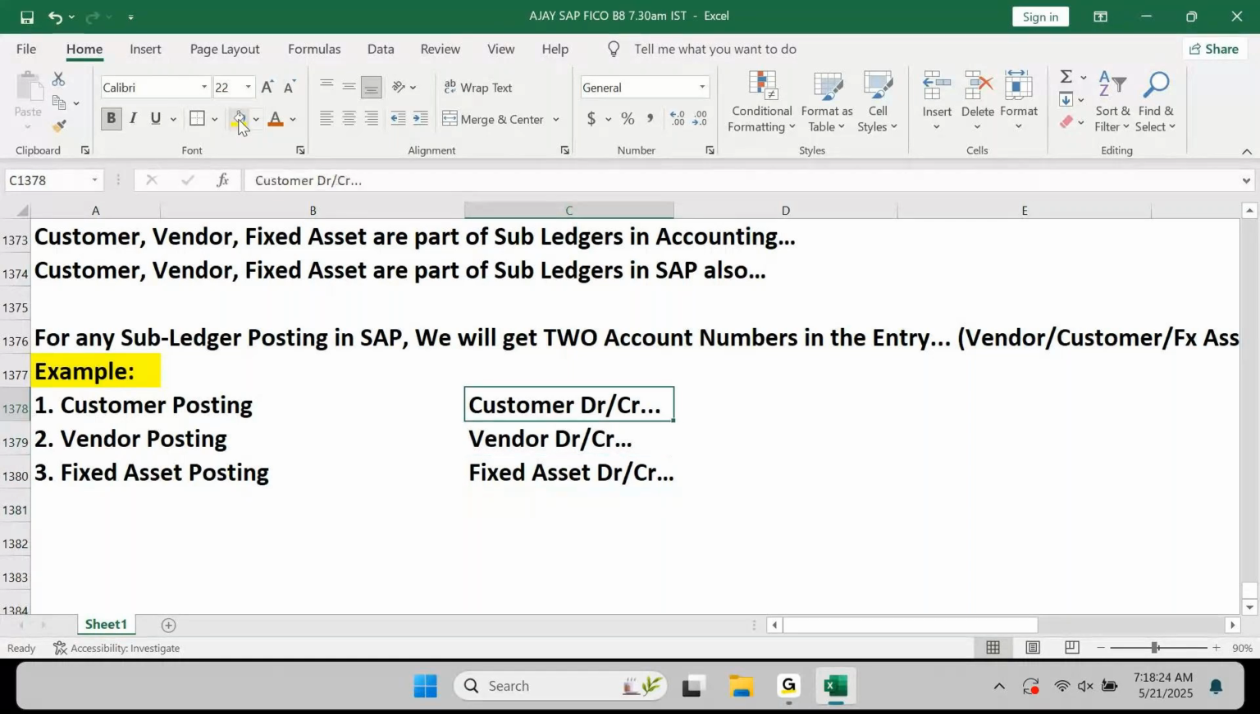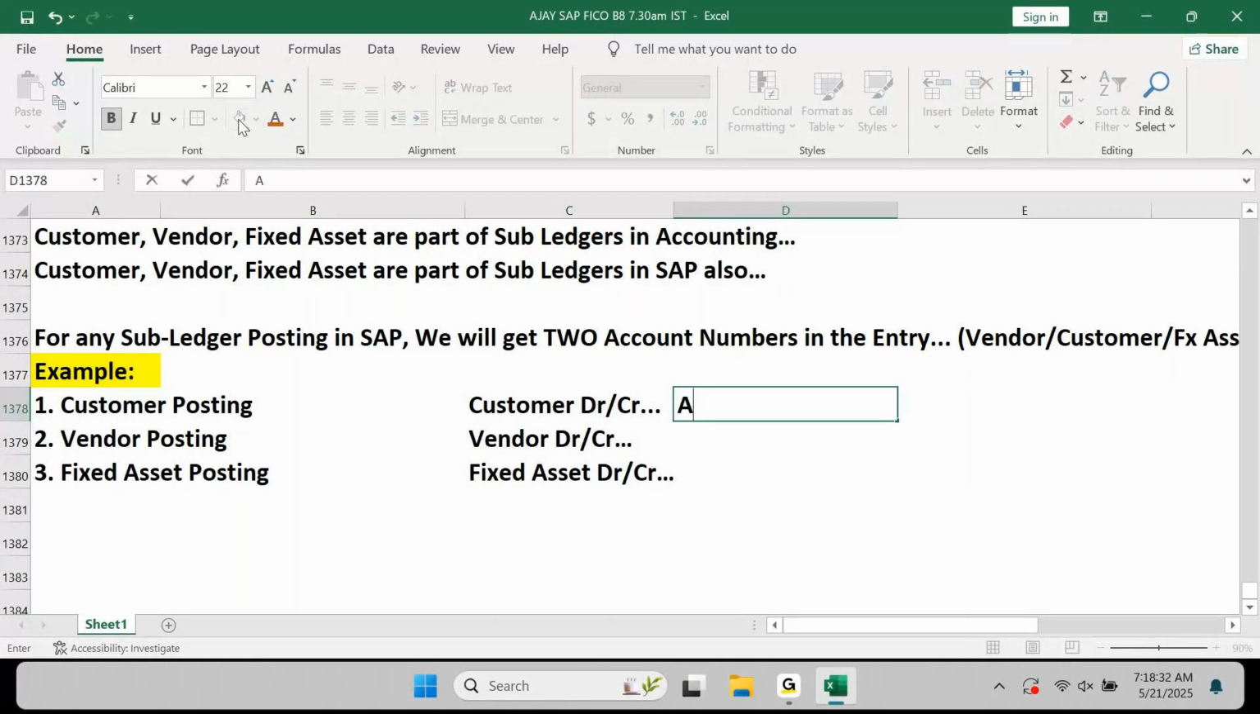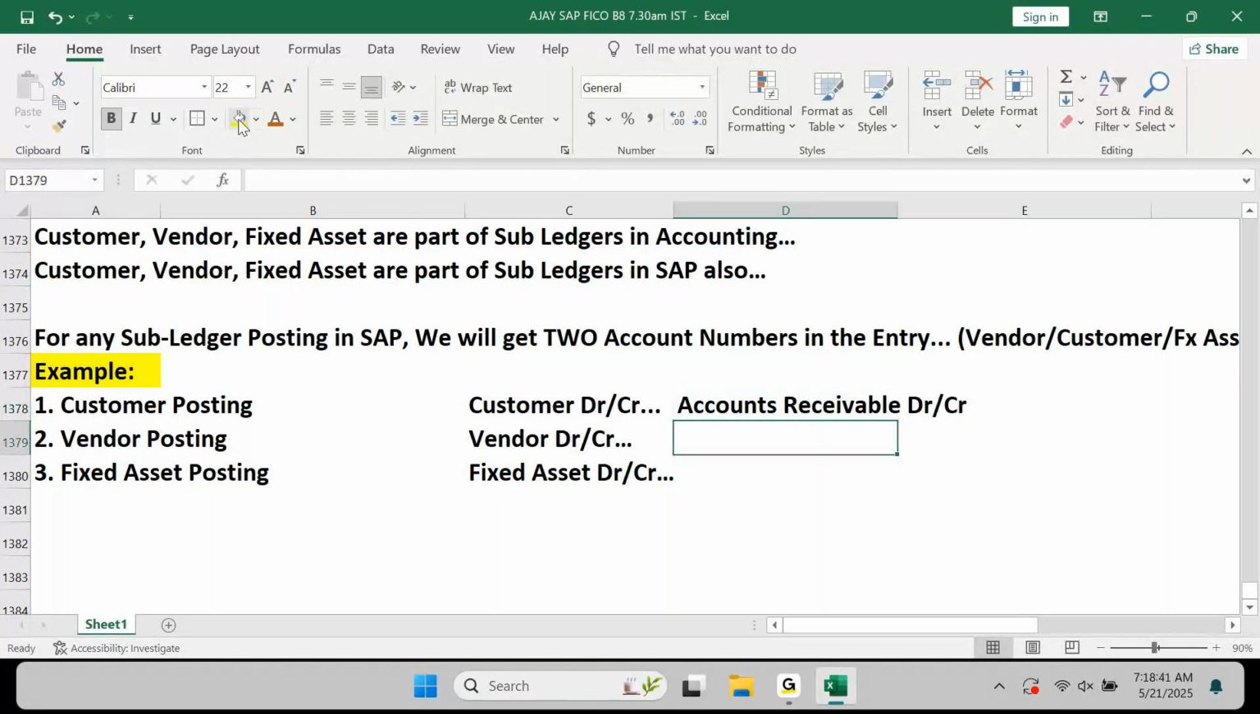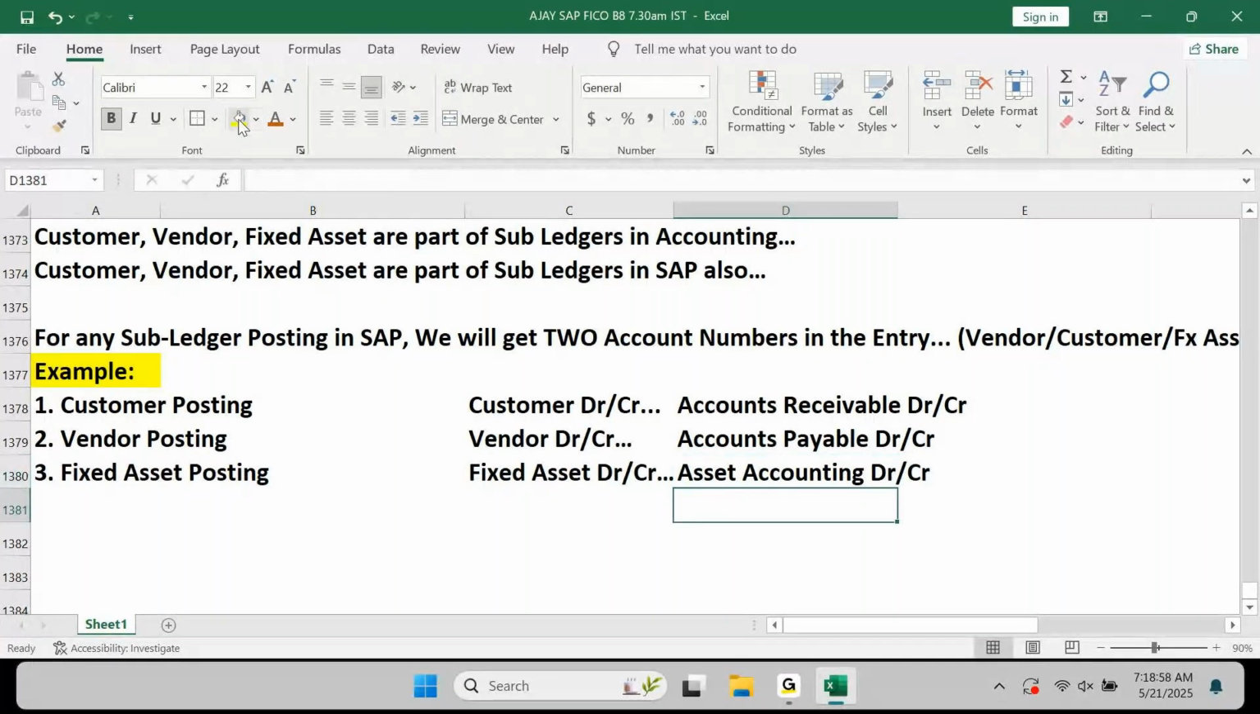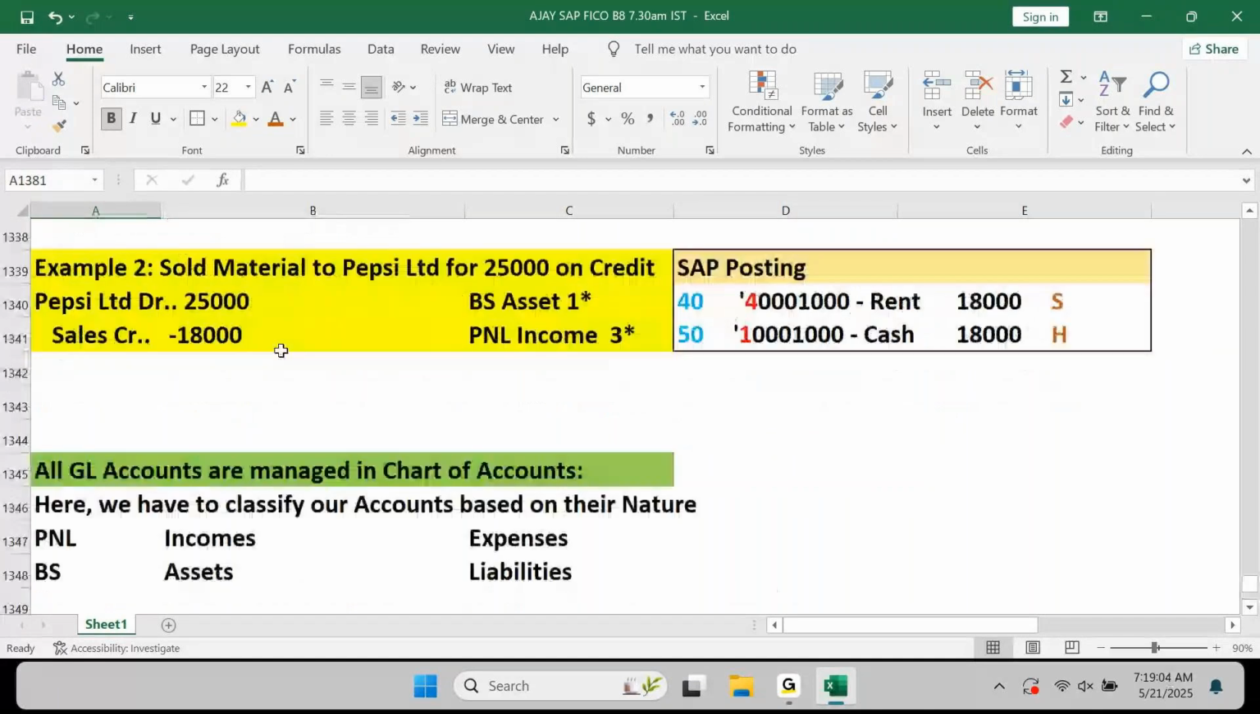Now, customer is part of what? Accounts payable or accounts receivable? Accounts receivable. You have to ensure accounts receivable is also debit and credit. Vendor? Accounts payable. This one? Asset accounting, debit or credit. Agree? Yes, sir. Now, if you write the accounting entry for this, now I will bring this down.